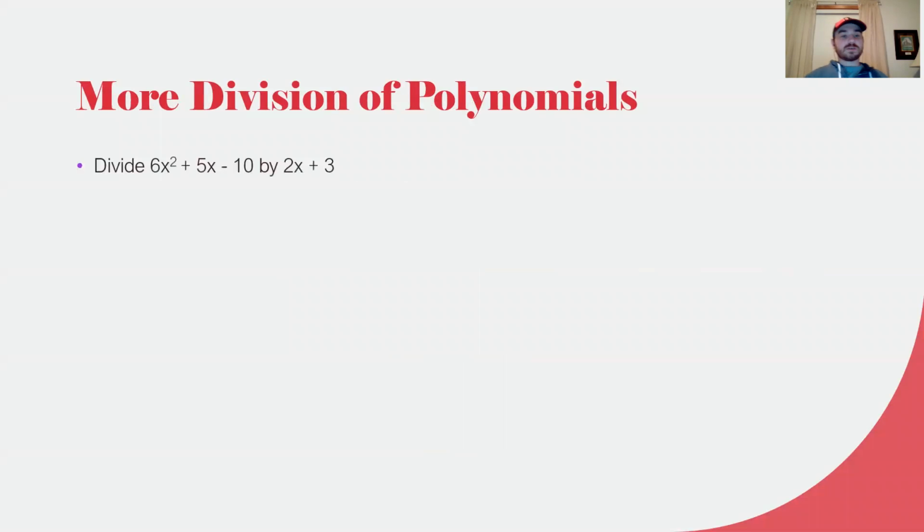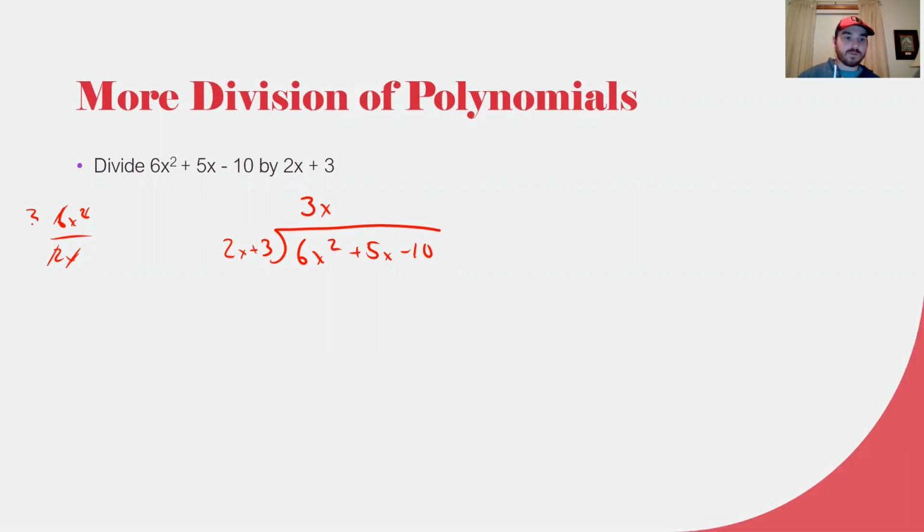More division of polynomials. Got another example. This time we have 6x squared plus 5x minus 10 divided by 2x plus 3. So first we need to figure out how many times 2x goes into 6x squared, and that's 3x. So if we did this individually, cancel, cancel, cancel, cancel, we're left with 3x on top. 3x times 2x plus 3 is 6x squared plus 9x.